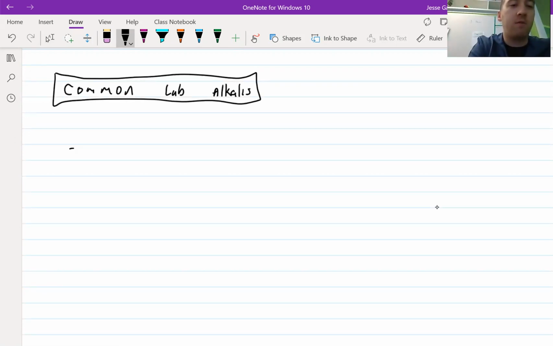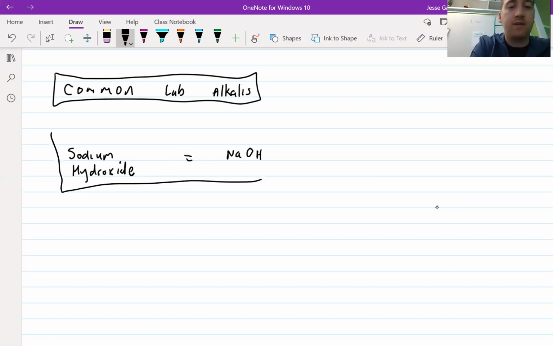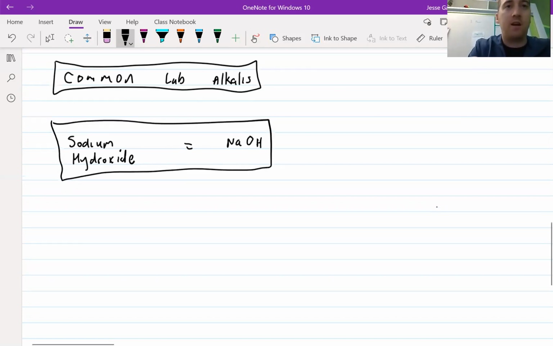The first one and the most common one we come across is this chemical called sodium hydroxide. It's the main ingredient in oven cleaner, but it's also the main chemical in some of the titrations that you do in Leaving Cert: sodium hydroxide. It's got chemical formula NaOH, sodium and oxygen and a hydrogen. Sodium hydroxide, that is the first common lab alkali.